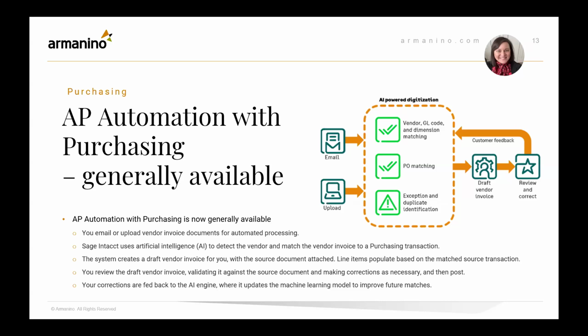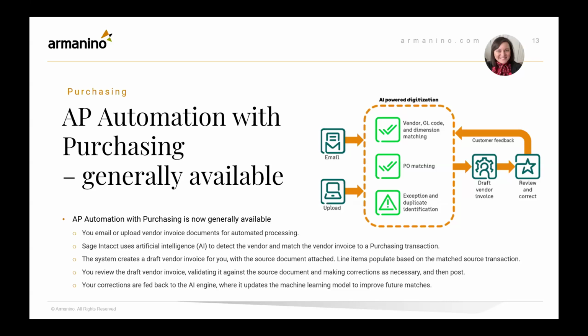And then once you do select that, then you will get assigned a Sage Mail email account for each entity that you have. And then also the ability to upload. That is a business user function to be able to upload bills using this feature. So when you email or upload the vendor invoices, then Sage is going to use the AI to detect the vendor and then match it to the purchasing transaction. A draft vendor bill is going to be automatically processed for you in draft status with the source document attached.